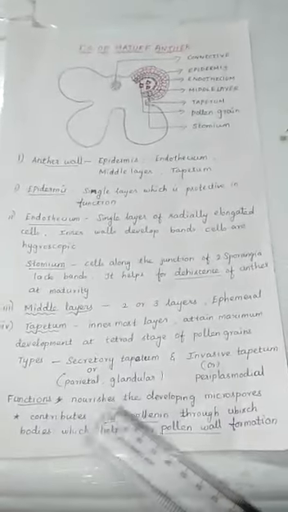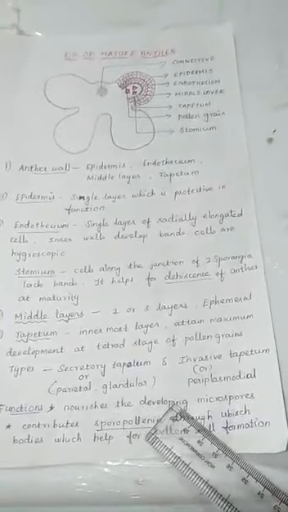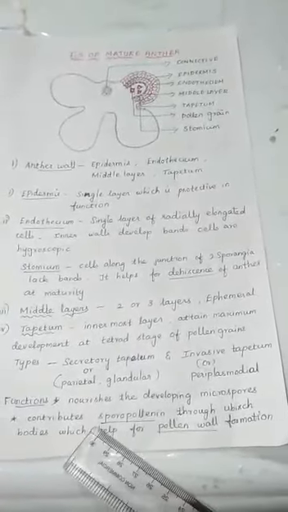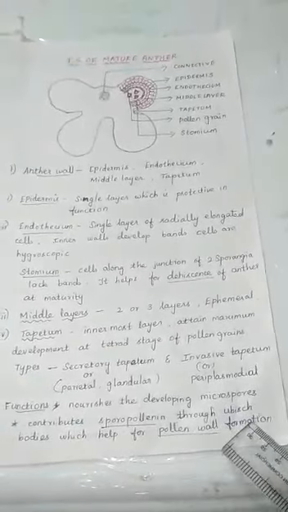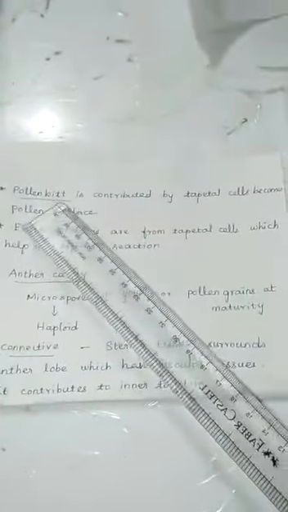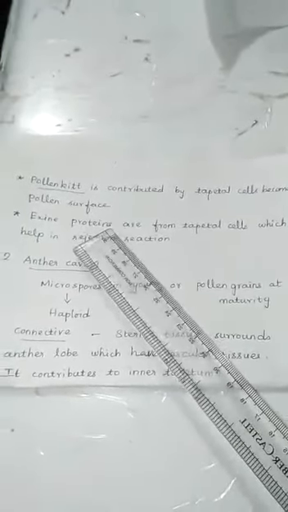Next, what is the function? First point, it helps in nourishing the developing microspore. Then it gives substances for pollen wall formation. First one is sporopollenin. Second one is pollen kit. Next, it produces an important protein that is called exine protein. It is helping with the rejection reaction.